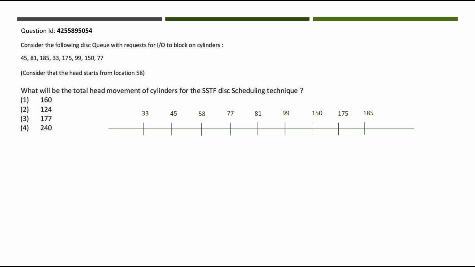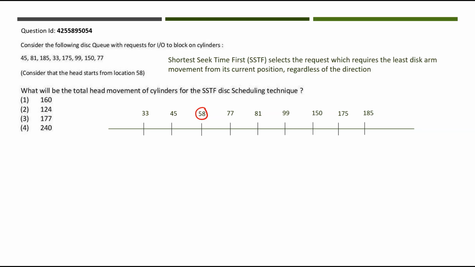Next question. What will be the total head movement of cylinders for the SSTF disk scheduling technique? The head starts from location 58. What is SSTF? Shortest seek time first. This selects the request which requires the least disk arm movement from its current position, regardless of the direction. So from 58 we have two possibilities. 77 minus 58 will need 19 movements and 58 minus 45 will need 13 movements. Which is shorter here? 13 is shorter. So from 58 we will process 45 next.